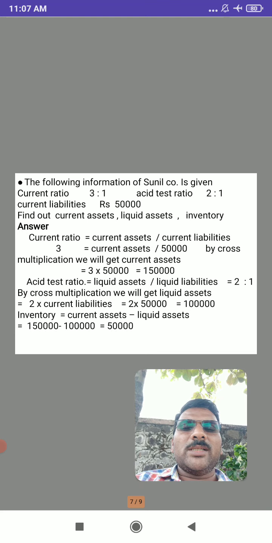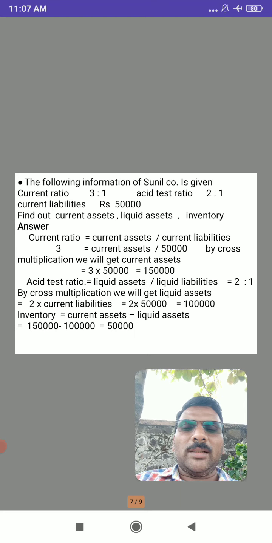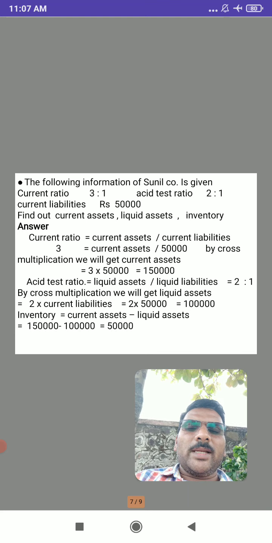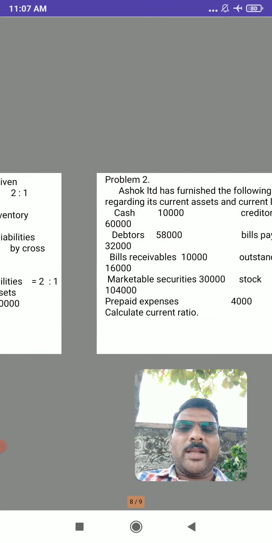Next, acid test ratio. Acid test ratio is nothing but the quick ratio, or liquid ratio. Liquid ratio equals liquid assets divided by liquid liabilities, which equals 2:1. Here by cross multiplication again we will get 1 lakh as liquid assets. So finally we can calculate inventory as current assets minus liquid assets. So 1,50,000 minus 1 lakh, we get 50,000 as inventory.